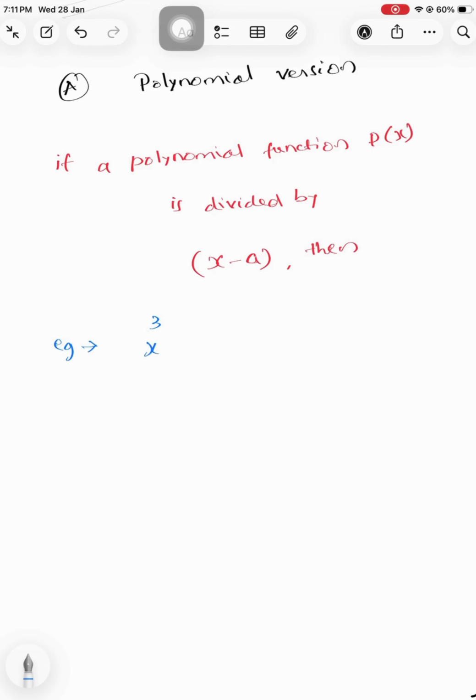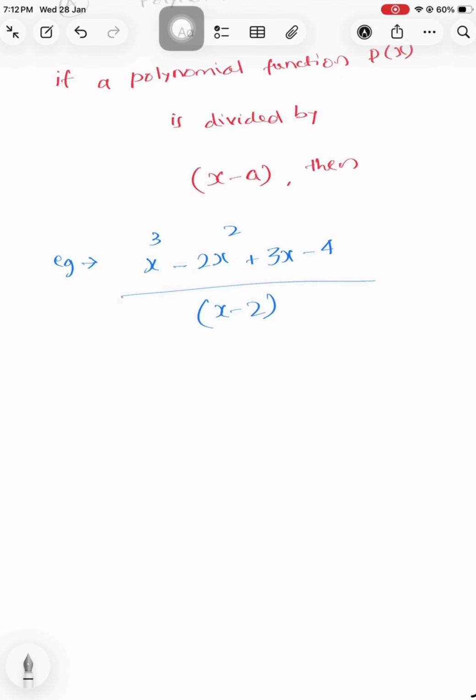So let's see how we do that. We simply take the function written in the denominator, and in this particular example the function is x minus 2. So simply equate this x minus 2 with 0 and the value of x becomes 2, and now put this value in the polynomial function which is written in the numerator.